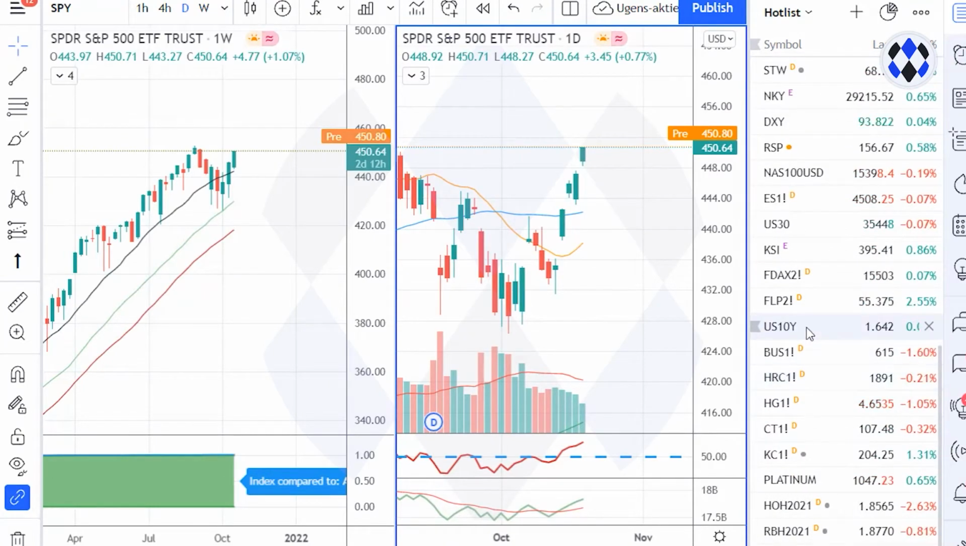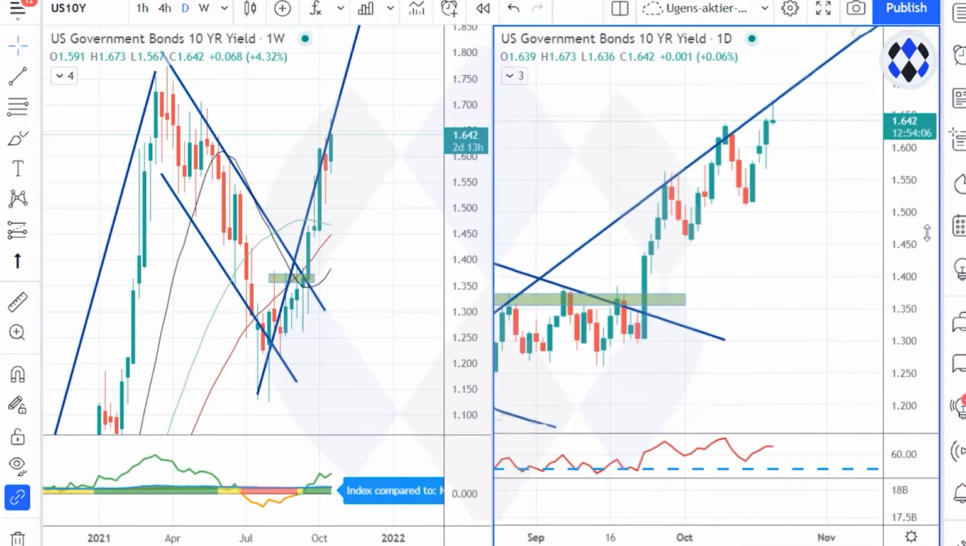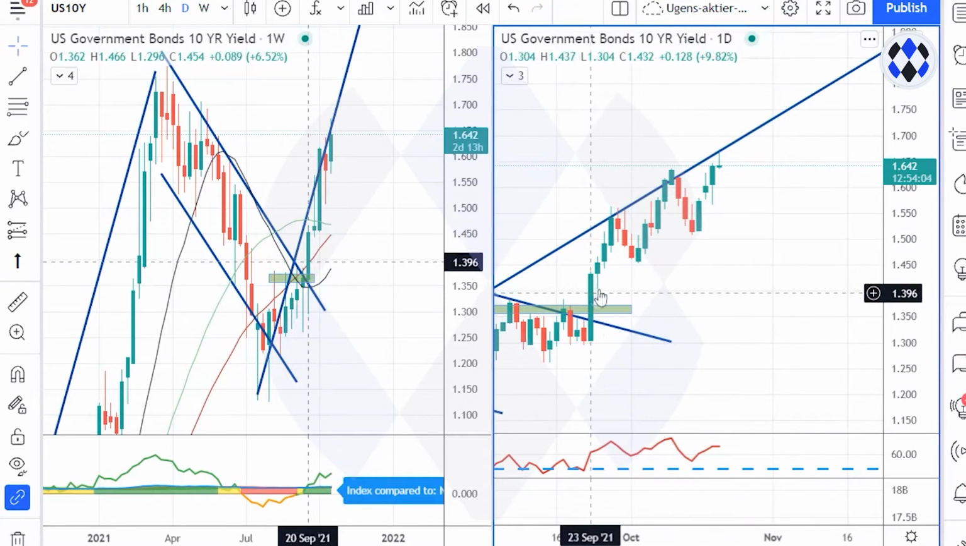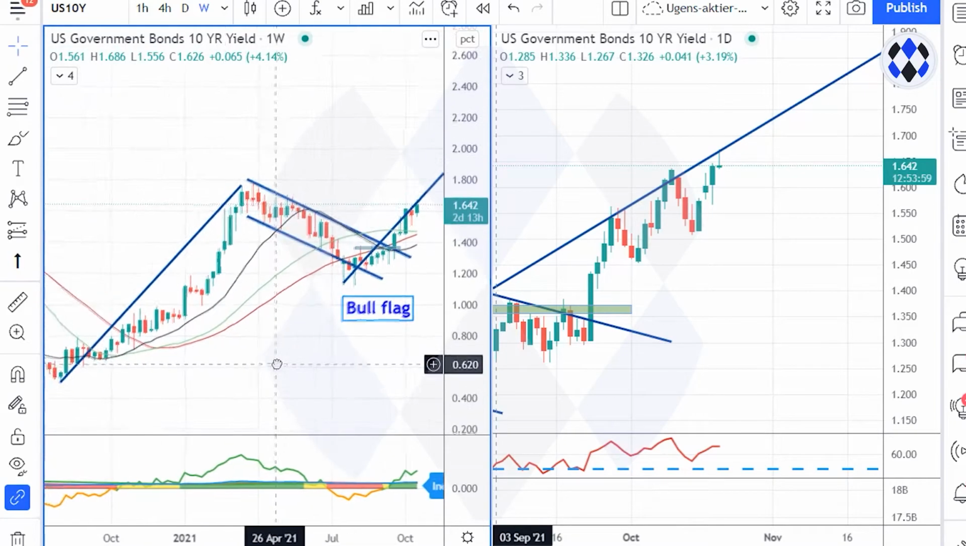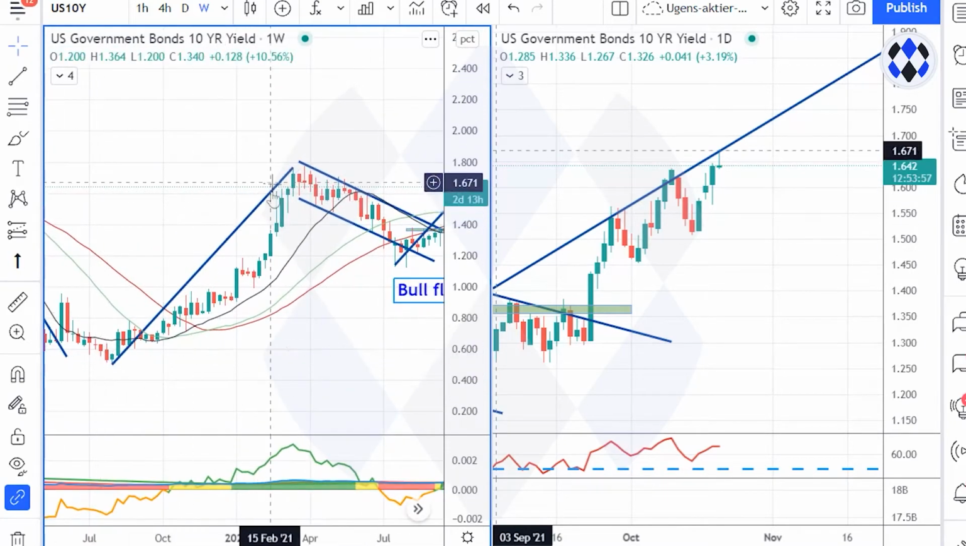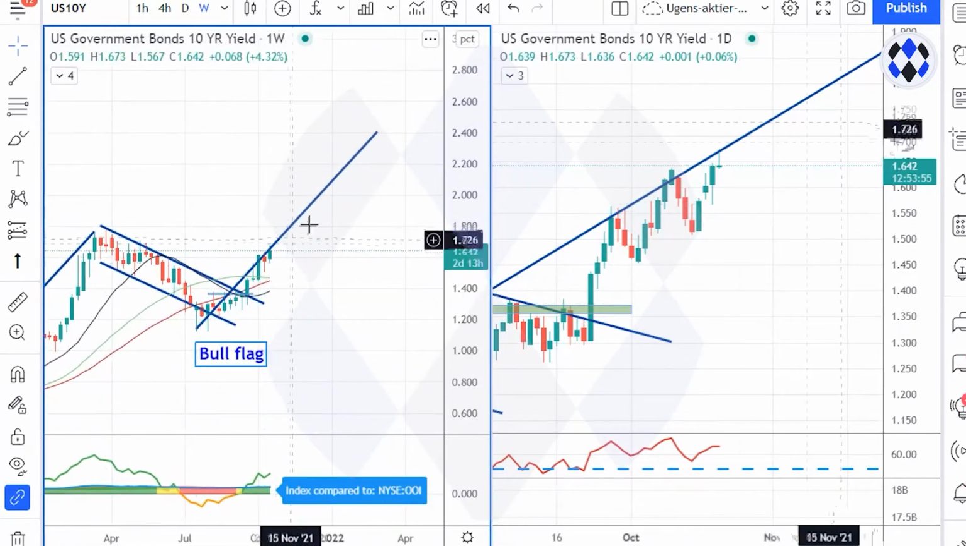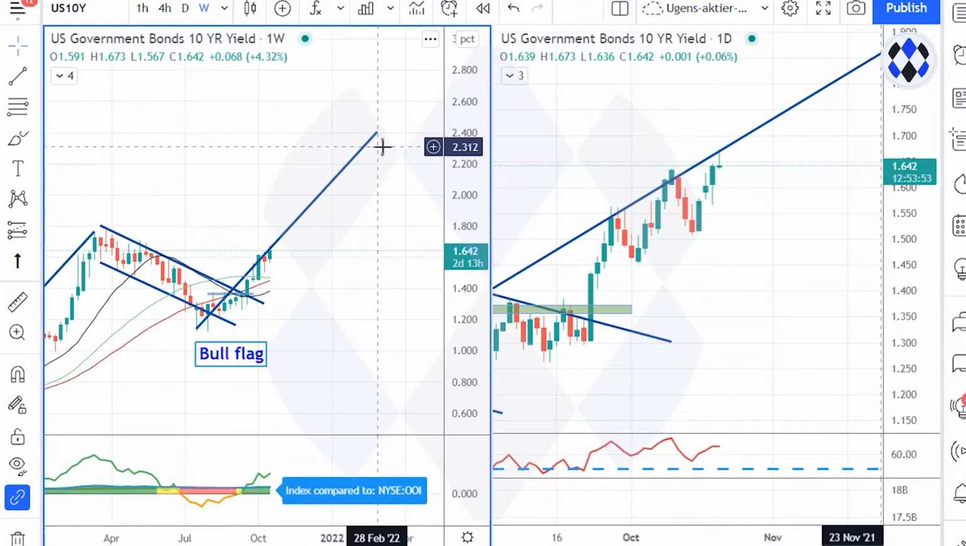because if we are looking at the interest rates, let's just have a look at the 10-year yield here. As you can see, the interest rate has been going up. The drawings you can see here are where I have tried to make a very large bull flag on a weekly chart, showing that the interest rate might move up towards 2.4%.